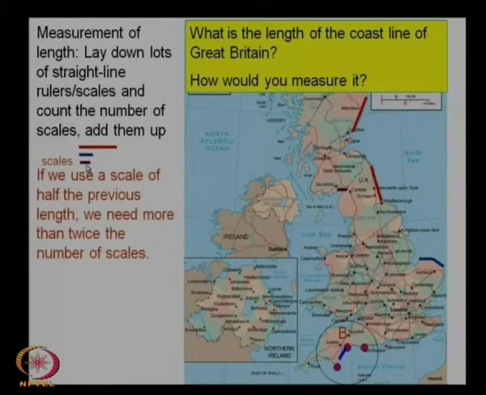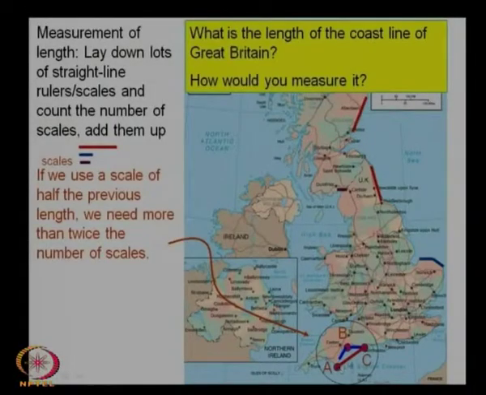So you will have to take scales which are smaller than before, but the number of such scales that you will need to use, if you take a scale which is half the size of the previous scale, the number of pieces you will need will be more than 2, because now you are covering the corner which you had missed out, right. So the number of pieces you will need if you take a scale of half the size will be more than 2. Do you get it?